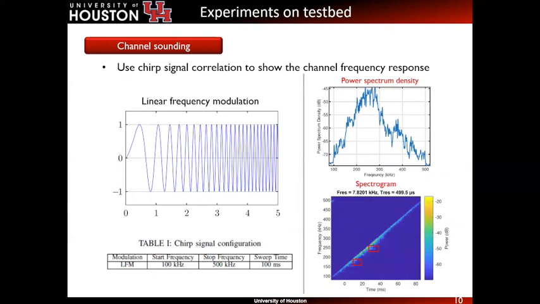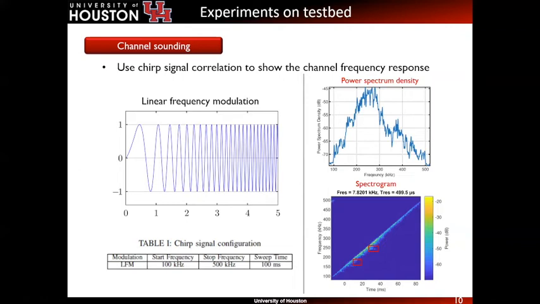The top right figure shows the power spectrum density of a fixed receiver. This figure is derived from the autocorrelation. The frequency response is observed to be non-flat, and we can see the maximum response is around 200 to 300 kilohertz. We also plot a spectrogram in the bottom figure.